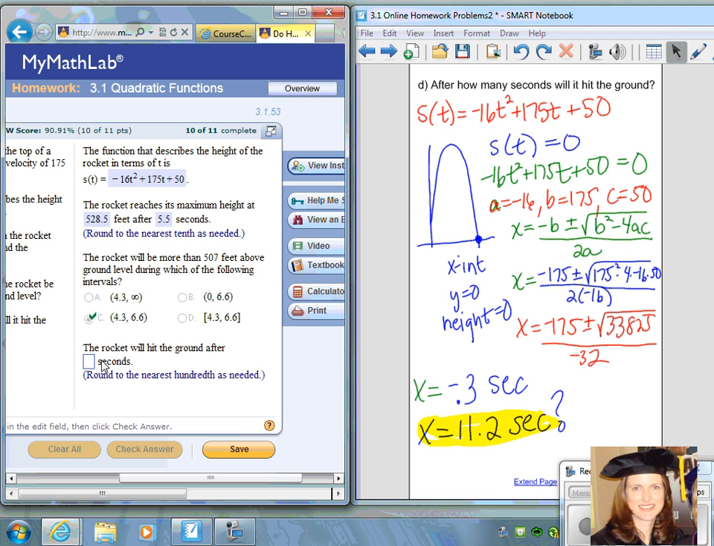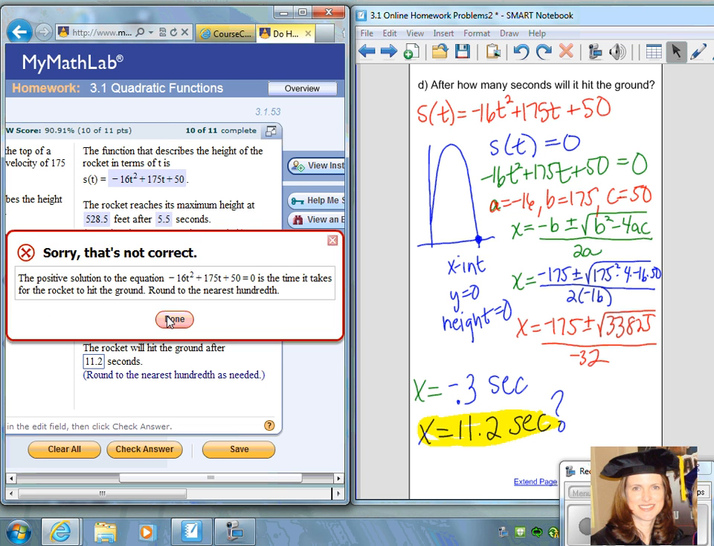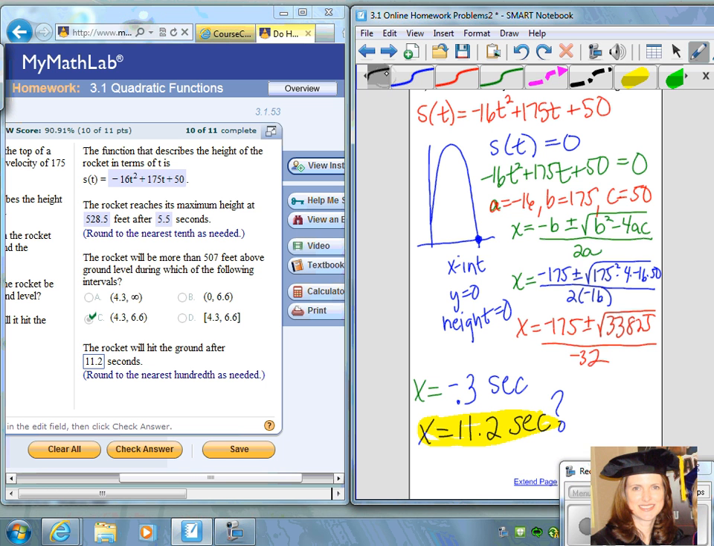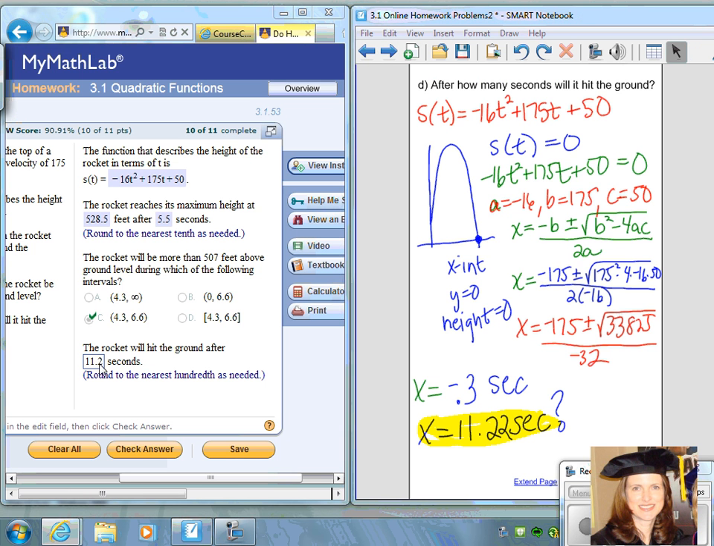So let's go ahead and check our answer. Okay, sorry if I didn't round it correctly. It does say to the nearest hundredth, so that answer should be 11.22. So let's try that one. I was trying to rush through this.